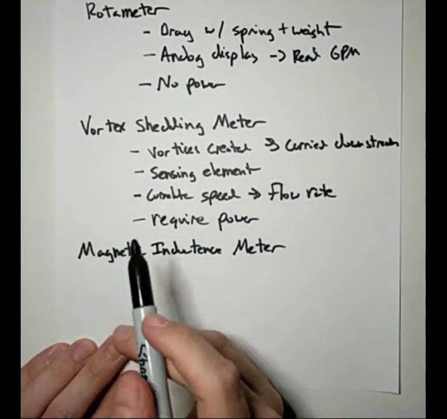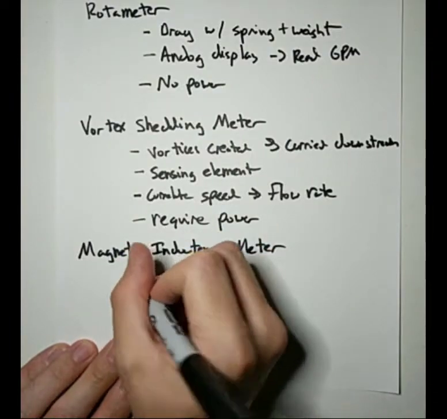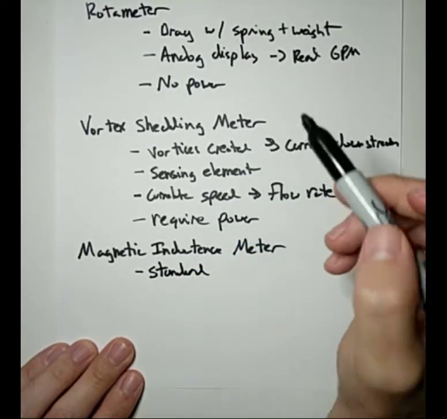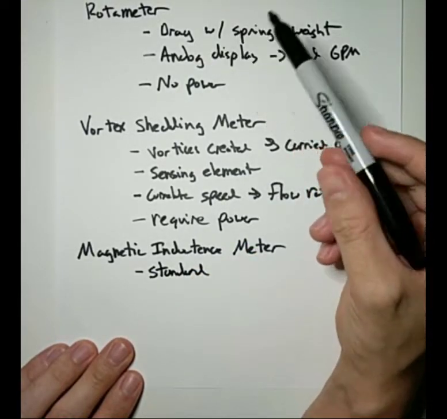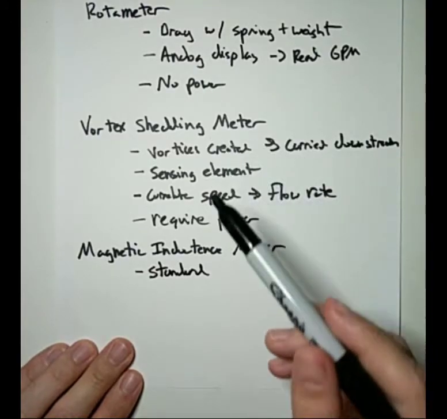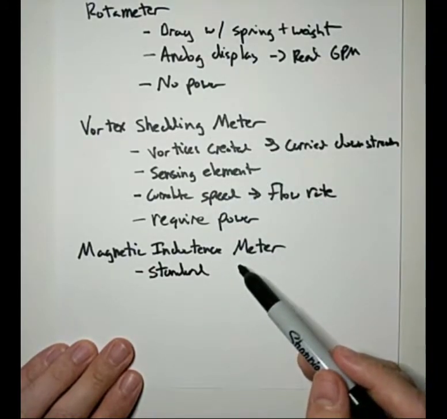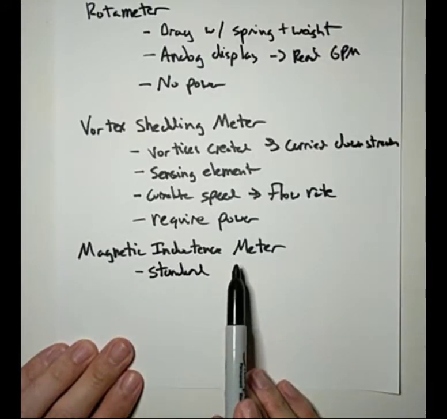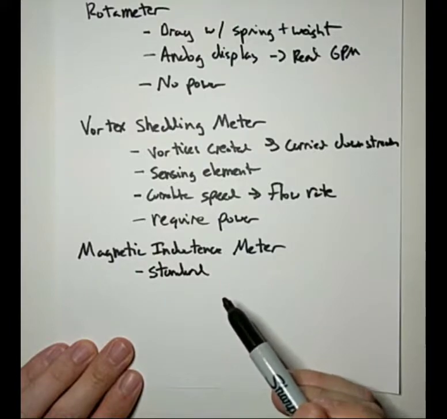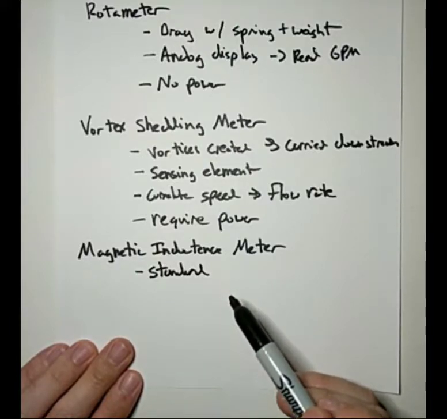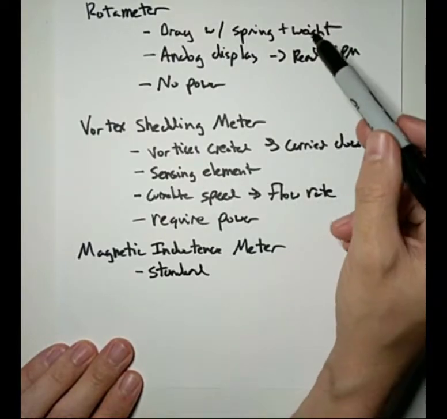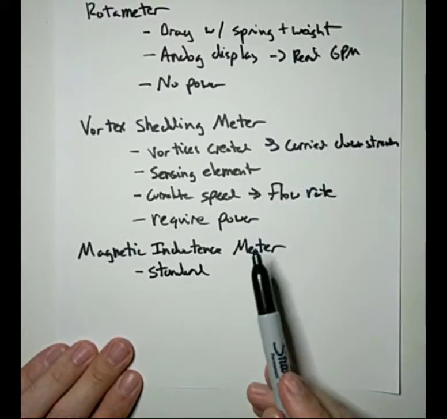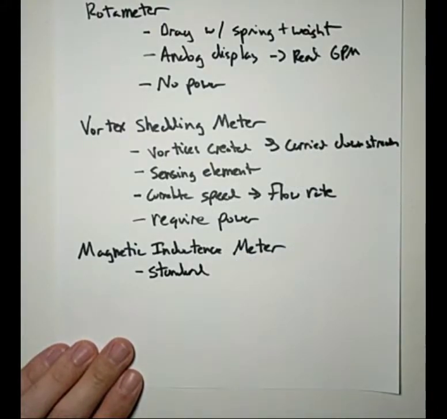So the magnetic inductance meter is going to be the calibration standard. So for this lab, we will be calibrating the rotometer and the vortex shedding meter through direct comparison with the magnetic inductance meter. So that means we are saying the magnetic inductance meter is measuring the actual flow, so whatever the real value for the flow rate is. And we're going to do a calibration to try to make the rotometer and the vortex shedding meter read the same as the magnetic inductance meter.